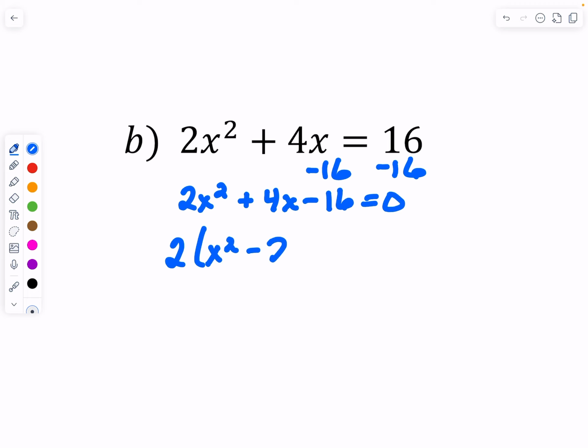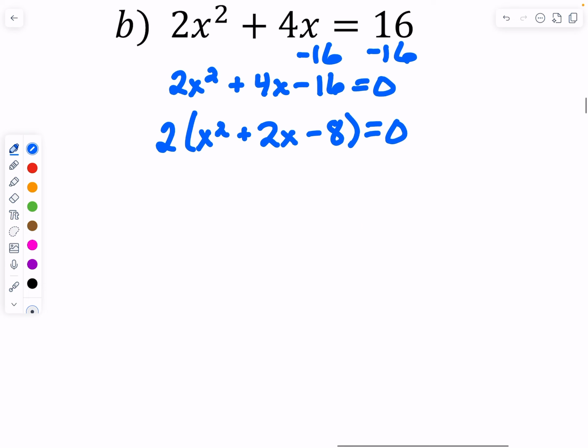So I've got x squared plus 2x minus 8. And now I have this trinomial that's right here. That's what I'm going to factor. I'm going to leave my 2. I'm going to split that up.